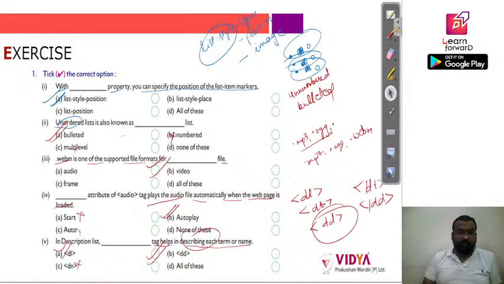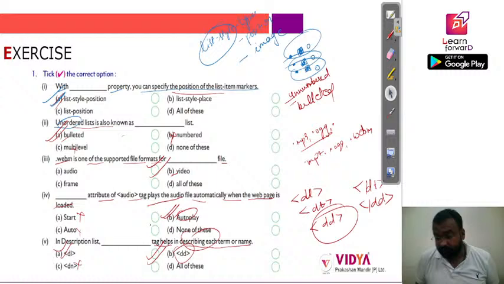So I hope these five questions are clear to you. That means if you want to specify the position, then we will use list-style-position. The unordered list is also known as a bulleted list or unnumbered list. The .webm format is for videos. The audio attribute that plays automatically whenever the web page is reloaded or refreshed is the autoplay attribute. And in the description list, we use the DD tag to define all these definitions.